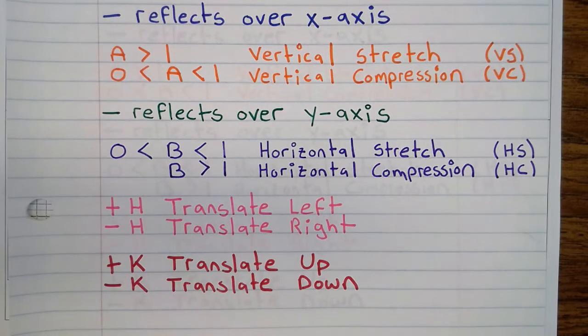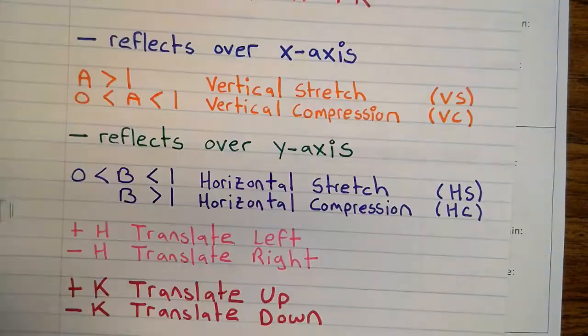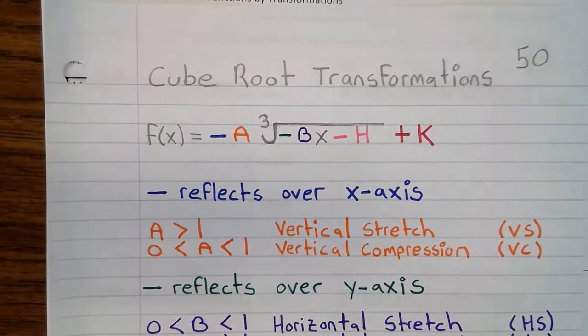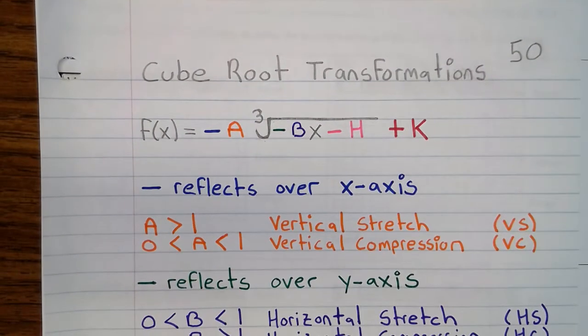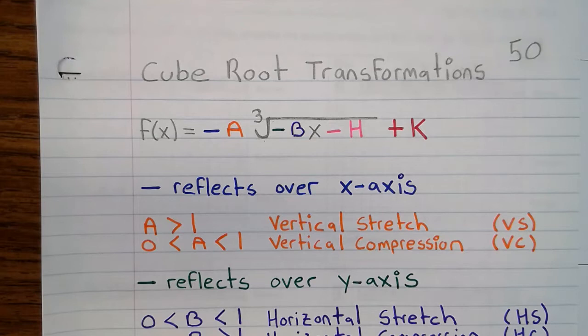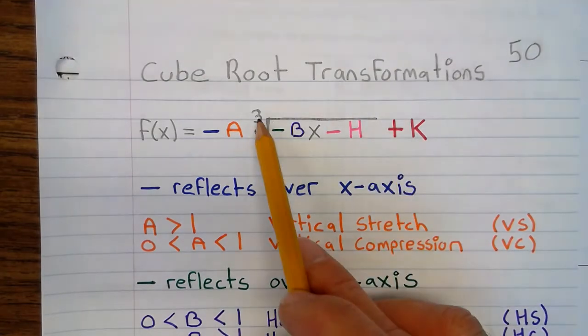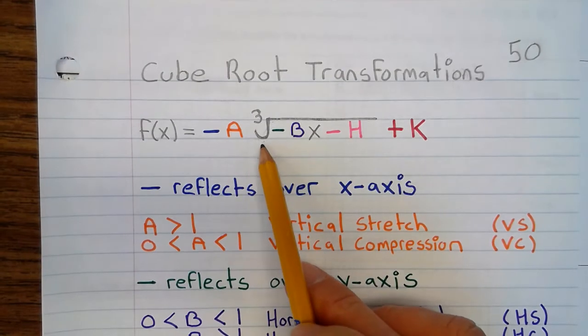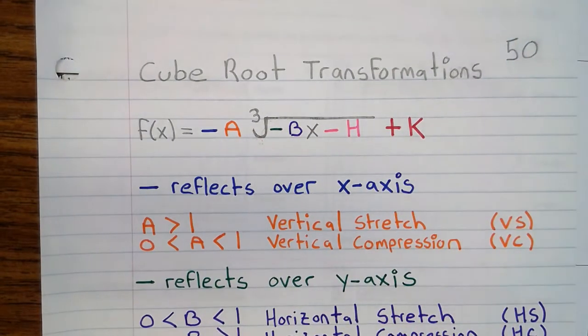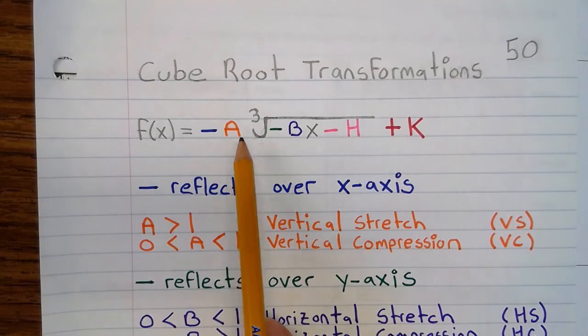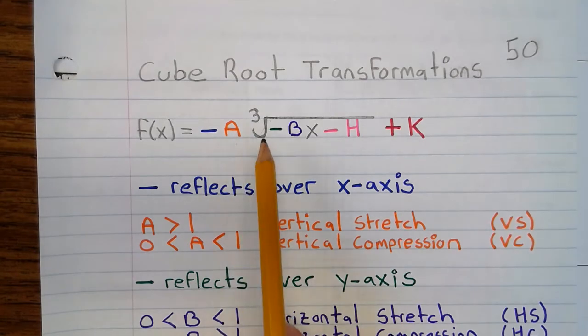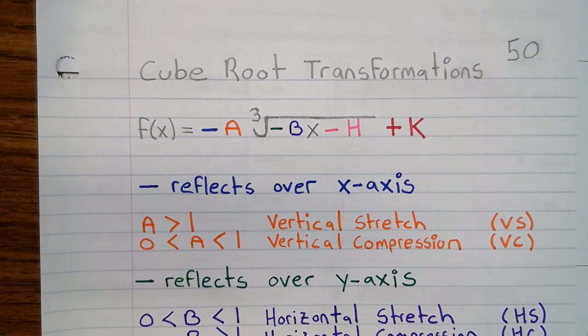Now let's look at the cube root transformations, again on page 50. Now, same notes as we just saw, but instead of to the third power, we have the cube root, in place of where the parentheses were, okay? So when the negative is in front of the a, outside the cube root, it reflects over the x-axis. When a is greater than 1, it's a vertical stretch. When a is greater than 0 but less than 1, it's a vertical compression.